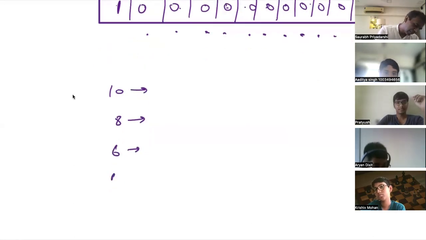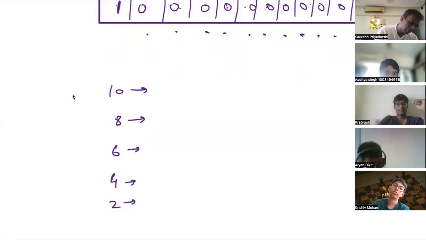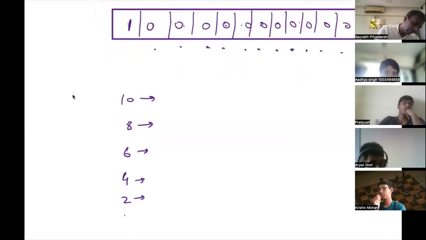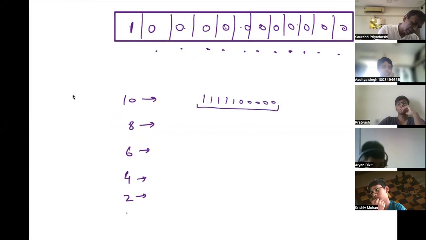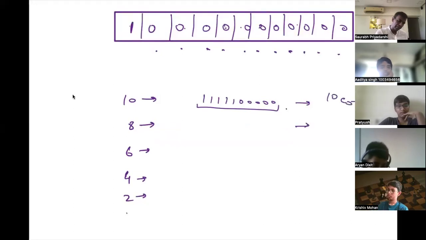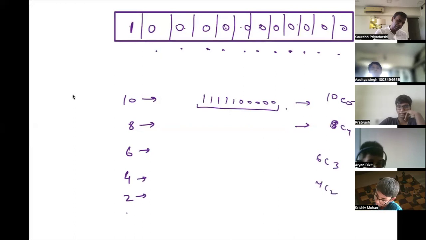6 and 4 and 2 and 0 is 0 only, right? So in these cases, I'm saying 5 ones and 5 zeros, right? You have to arrange this. So how many ways can you arrange this? 25. Right, this will be 10C5. Oh, sorry, 8C4. This will be 6C3, 4C2, 2C1, right?